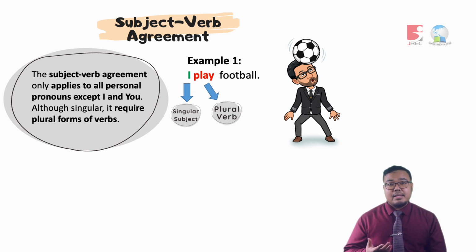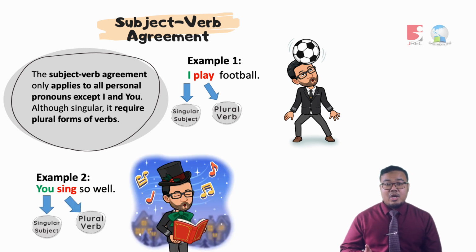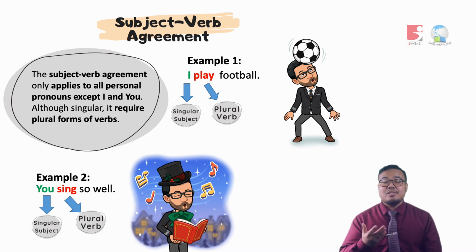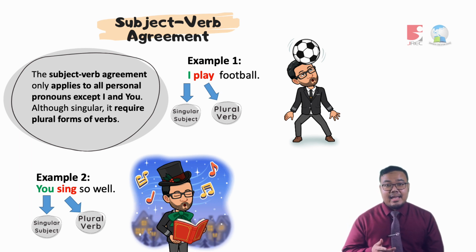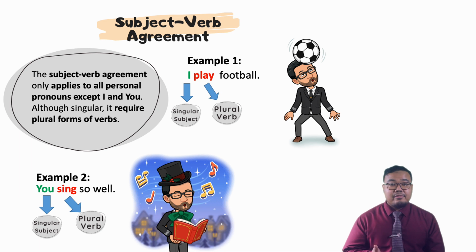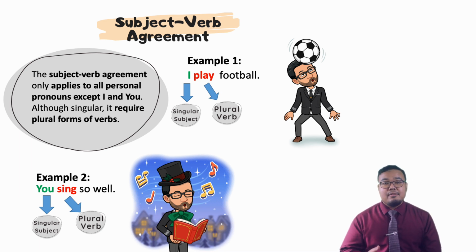Okay, look at the example number 2. Second example, you sing so well. You here, it's like I, is a singular personal pronoun or a singular subject. But we have to use sing, which is the plural form of verbs. We cannot use sings. So, you sing so well. Okay, now you understand. All the singular subjects must use singular verbs. However, for I and you, we have to use plural verbs.